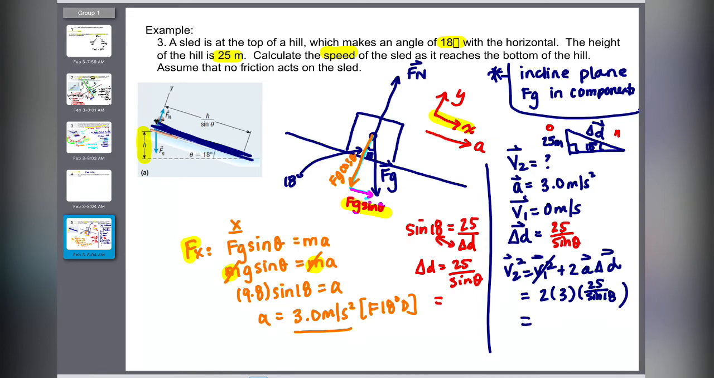Okay, so I'm just going to punch it in the calculator. I got an answer of 490, and then I have to take the square root. So v2, the final velocity at the bottom of the hill, is 22 meters per second, forward 18 degrees down.